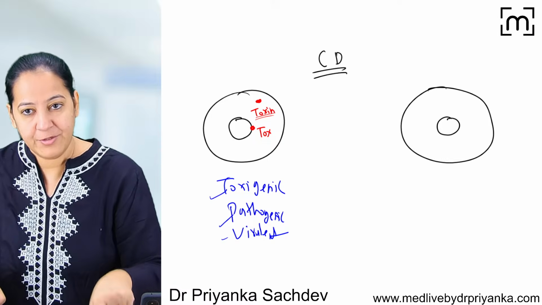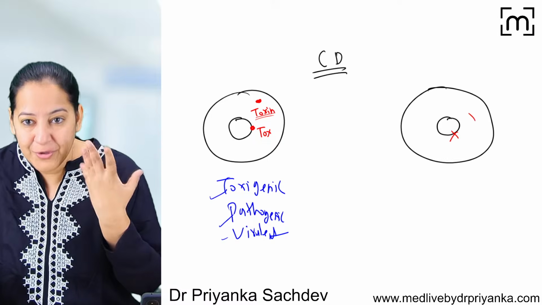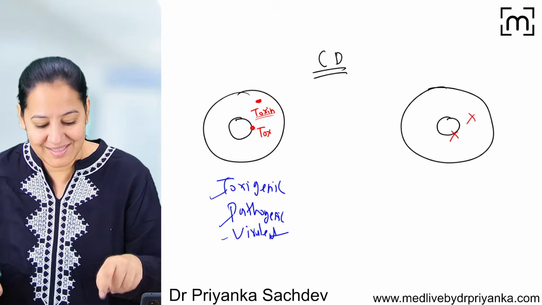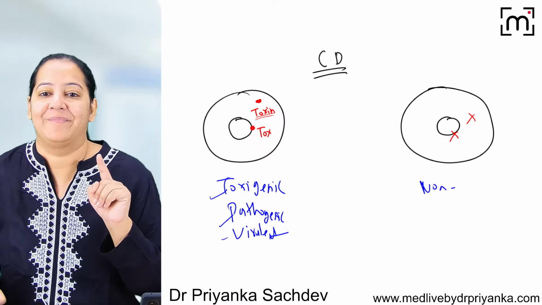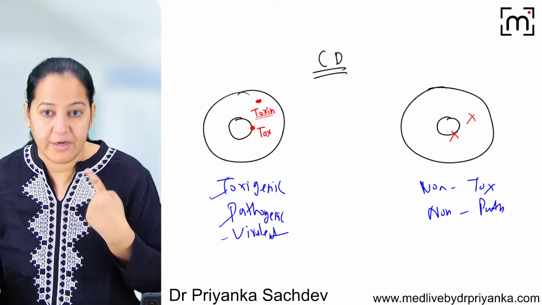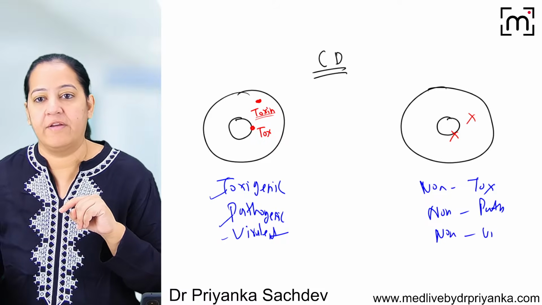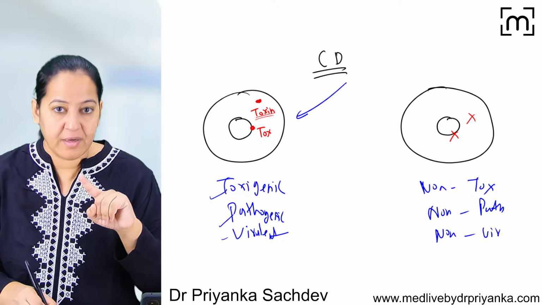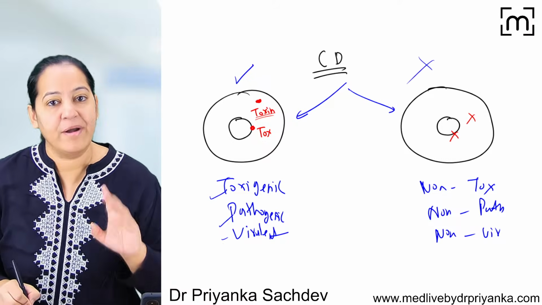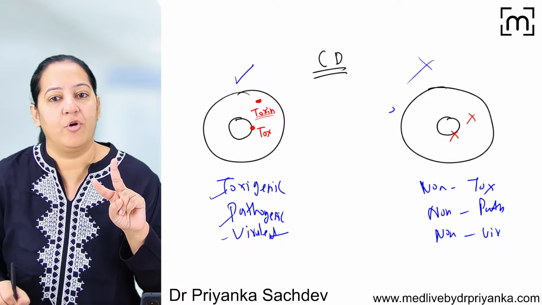The other one doesn't have the tox gene, so it doesn't produce toxin. Since it doesn't produce toxin, it is non-toxigenic, non-pathogenic, and non-virulent or avirulent. So if this one enters a human, it causes diphtheria, but if this one enters a human, it does not cause diphtheria. Got my point? So Corynebacterium diphtheriae is of 2 types. I hope you all got it.